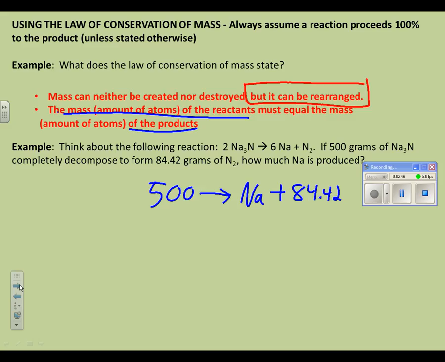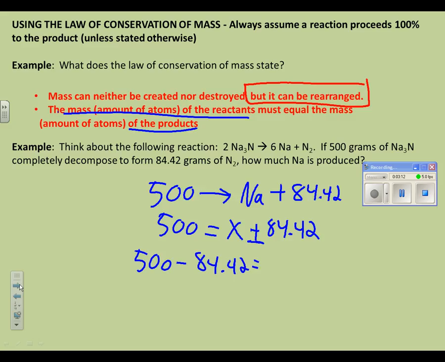And so from here, it's just a simple math problem. We can even rearrange it and write it using equal signs: 500 equals x plus 84.42. To rearrange this, just use a little bit of algebra. It's added on the right, so you're going to do the opposite and bring it to the left. The opposite of addition is subtraction. So 500 minus 84.42 equals 415.58 grams of sodium. If you do the math, it's exactly 6 times more.